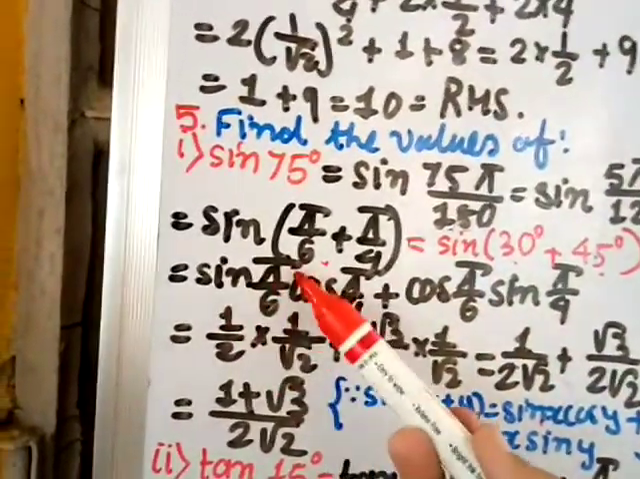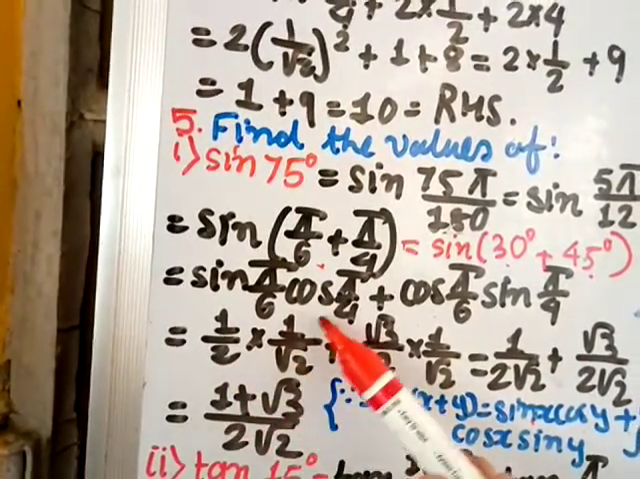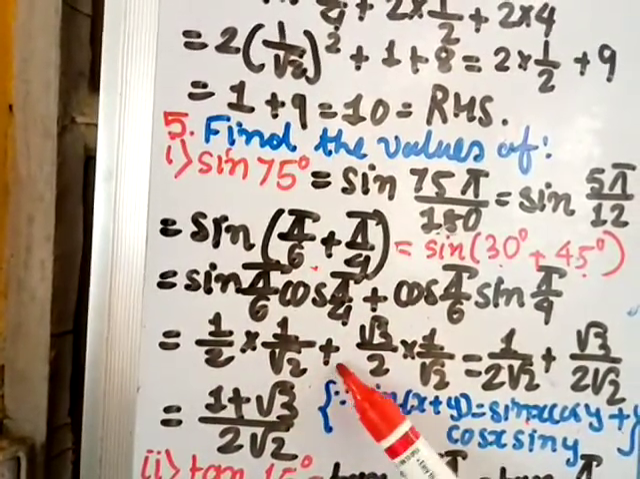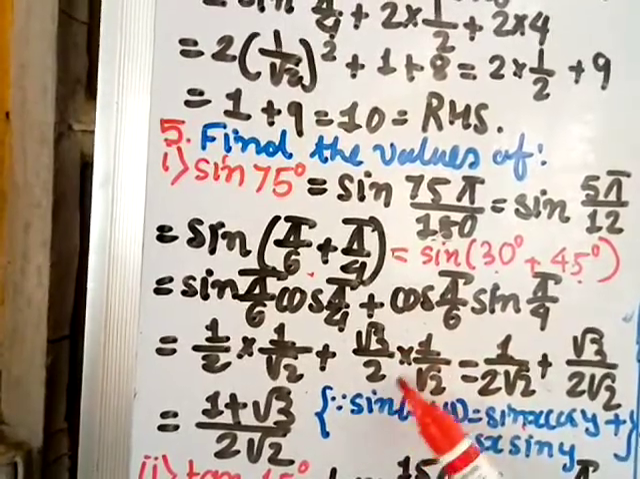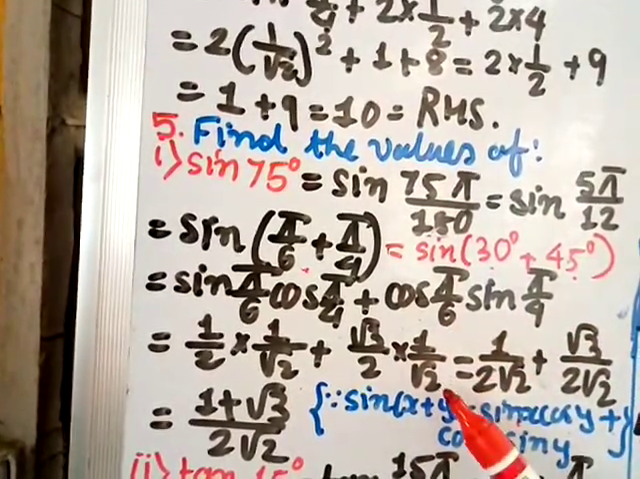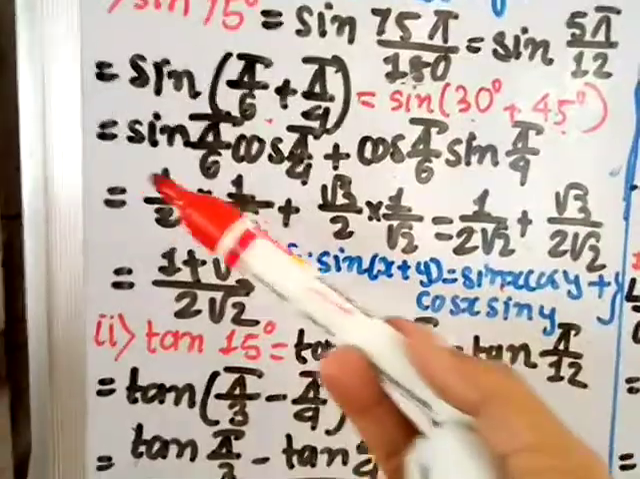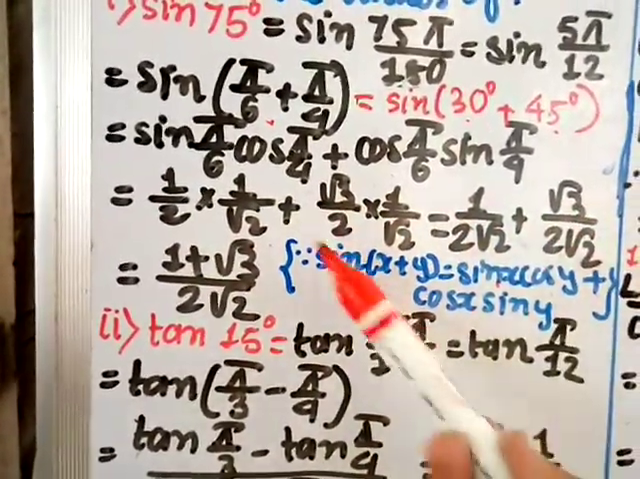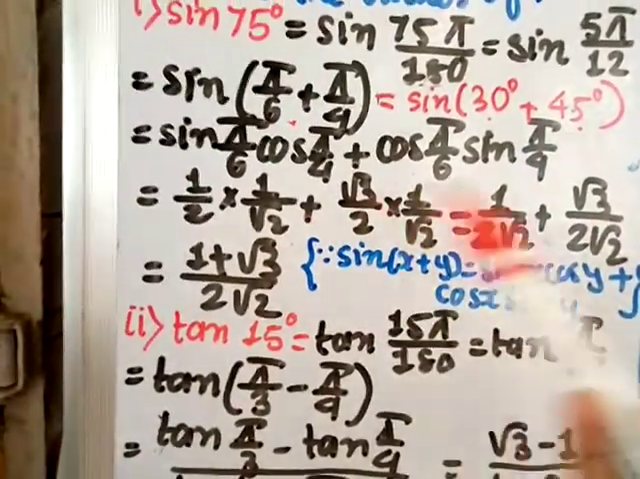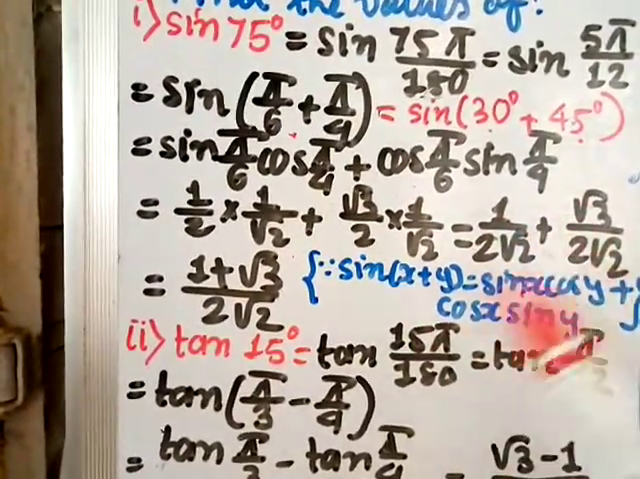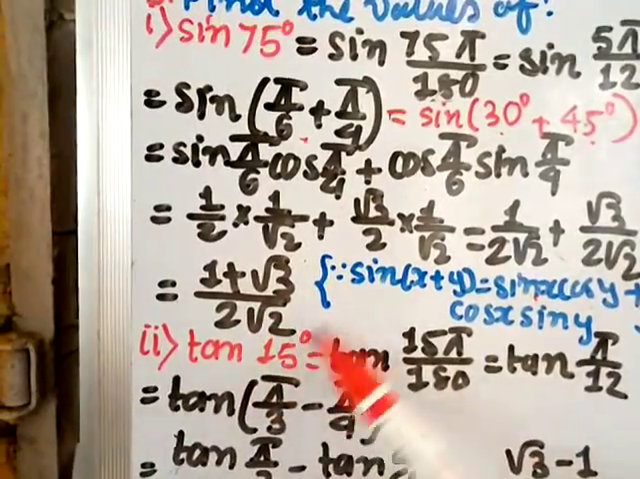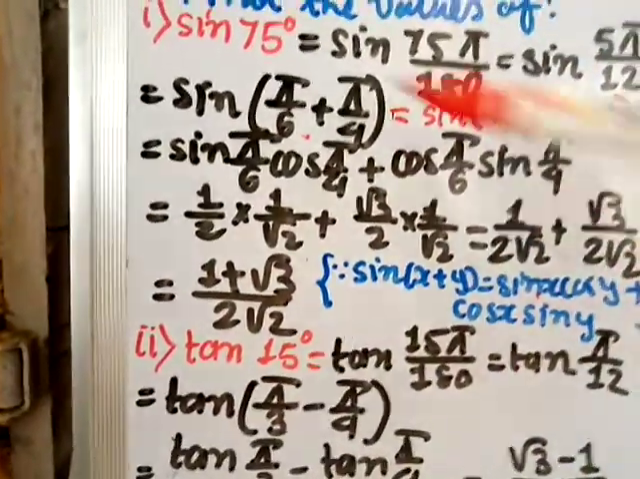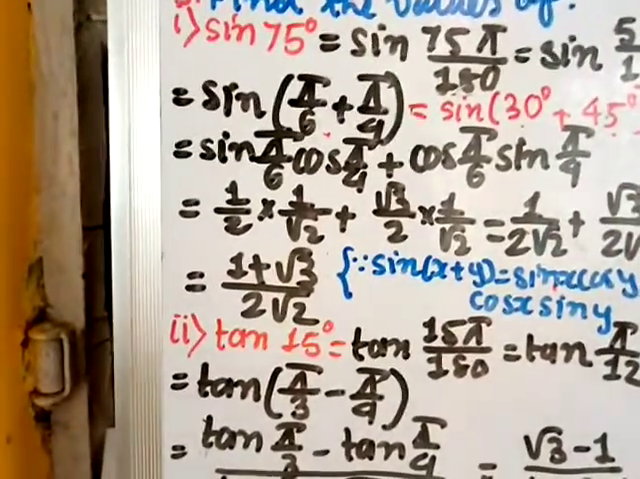Okay, now sin pi by 6 value is 1 by 2 into cos pi by 4 is 1 by root 2 plus cos pi by 6 is root 3 by 2 into sin pi by 4 is 1 by root 2. Okay, so all the values I have given you today, and you know also the values. Okay, so please remember those values. Now 1 into 1 is 1, 2 into root 2 is 2 root 2 plus root 3 into 1 is root 3, and this 2 into root 2 is 2 root 2. So denominator is same, so you can just add the numerators. 1 plus root 3 divided by 2 root 2. So that is the solution, or that is the value for sin 75 degree.